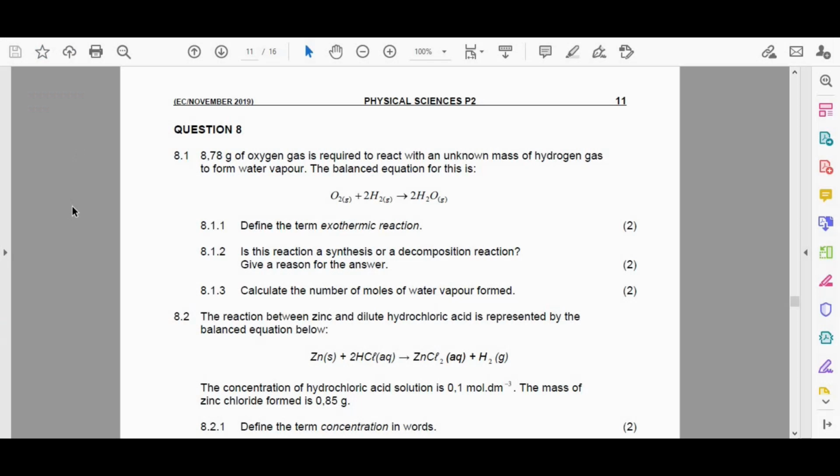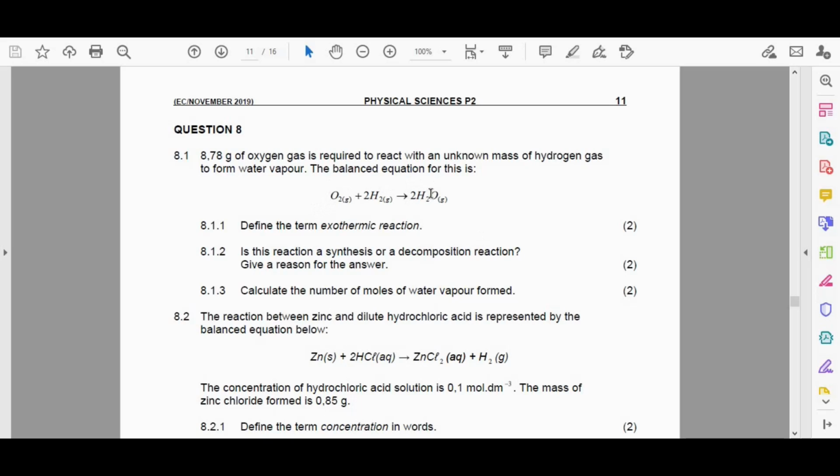8.1.2, they ask, is this reaction a synthesis or a decomposition reaction? And we need to state a reason for our answer. Now, if we think about this question, this is a type of question where we get in an exam where we might not understand what they mean by synthesis. But thankfully, we do understand what they mean by decomposition. Because decomposition, we have seen that term more than once before. We know that involves the breaking down, all right, or disjoining, but taking apart of compounds.